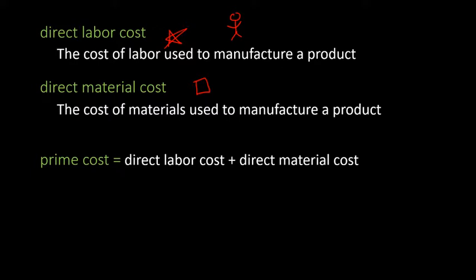Now prime cost is the cost of these two things together. So for prime cost, you have to pay people and you need materials to make items. When these people make these items for you and we combine those costs, that's our prime cost. So again, we have direct labor cost, the cost to hire people and related expenses; direct material cost, just the cost of the items that go into the particular finished product itself; and then prime cost, what we get when we add those two costs together.